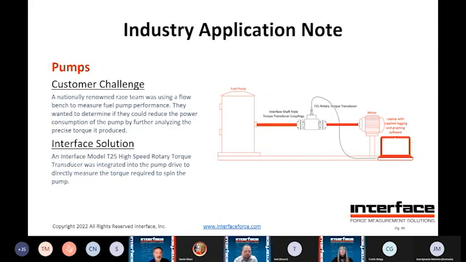Pumps. So basically we're utilizing our torque transducers to monitor the efficiency of the pump in this particular application. A nationally renowned race team is using a bench to measure the fuel pump performance. So other types of applications, obviously the pump industry is absolutely huge, and so we're utilizing our rotary and or reactive torque sensors in those particular applications.